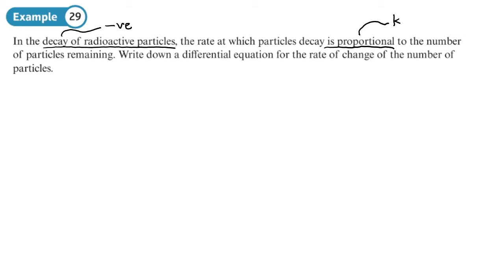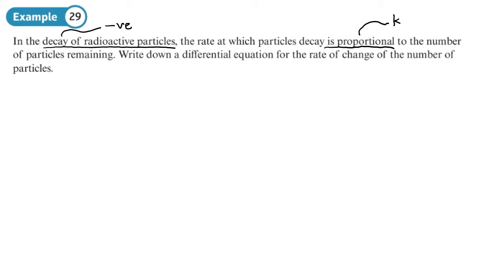Write down a differential equation for the rate of change in the number of particles. So we don't need to actually solve anything. We just need to write down a differential equation. Now we're not given any variables here. What's important is the number of radioactive particles. So we need to assign a letter for it.